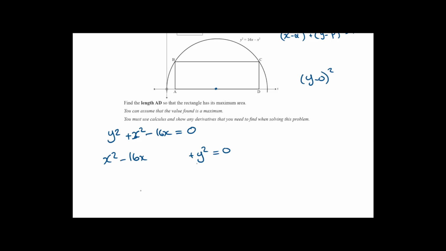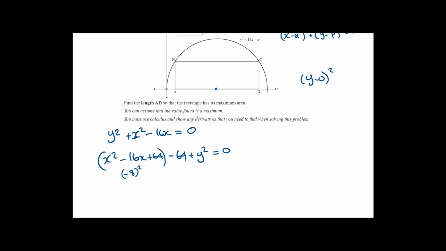Because I'm going to complete the square. Now remember how to complete the square? We half this, so we get -8, and then we square it. And then we add it and subtract it. So I'm going to add 64 and take 64 away. And then I'm going to factorize this bit here, and it's going to give me a perfect square.